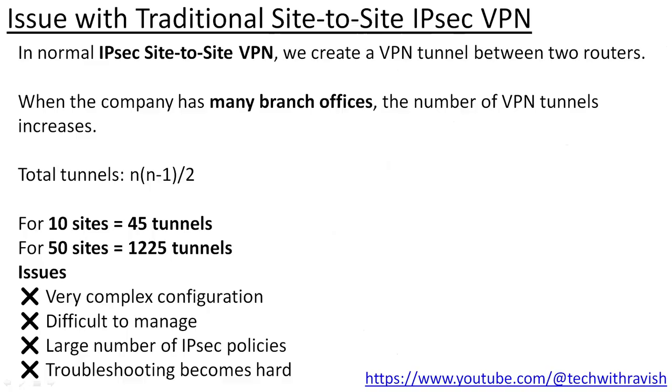So the major problems, as we have seen, are a complex configuration, difficult to manage, and a large number of IPsec policies will be needed because the number of tunnels is very high. And also we are creating one-on-one tunnels separately, so all the time we have to configure IPsec policies also. Now, let's talk about troubleshooting. If this number of tunnels is there, maintaining the data will be very hard. Also, the troubleshooting will be very hard.